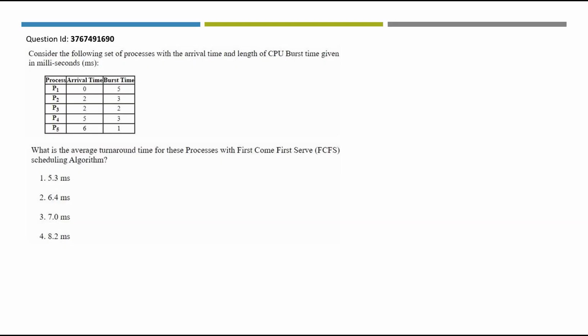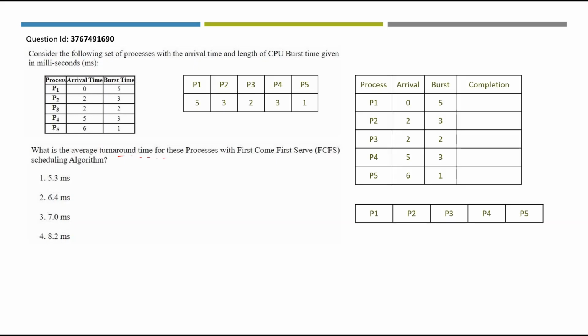Next question. From here we are going to answer a set of 5 questions. Consider the following set of processes with the arrival time and length of CPU burst time given in milliseconds. What is the average turnaround time for these processes with the first come first serve scheduling algorithm? The first question is with respect to FCFS. So in whatever order the processes arrive, they will be executed in the same order. This is the order of execution.